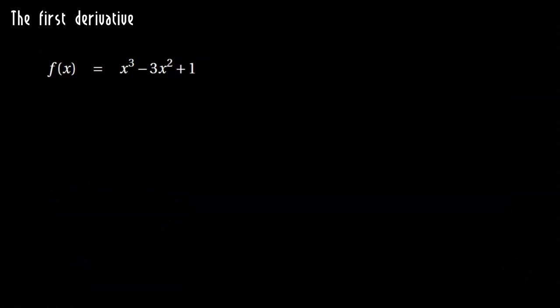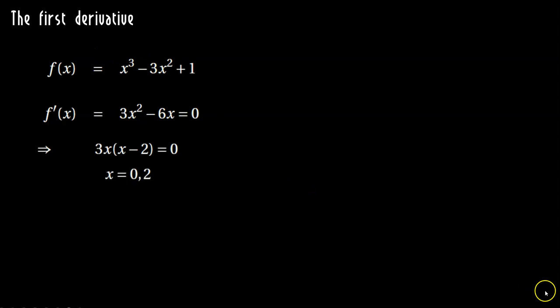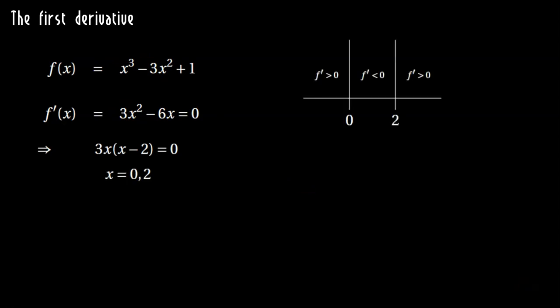We have f of x equals x cubed minus 3x squared plus 1. Taking the derivative, I get 3x squared minus 6x. I set equal to 0 to find the critical points. There's no place in the domain where the derivative does not exist. Factoring, my two critical points are at 0 and 2. Let's see what they are.